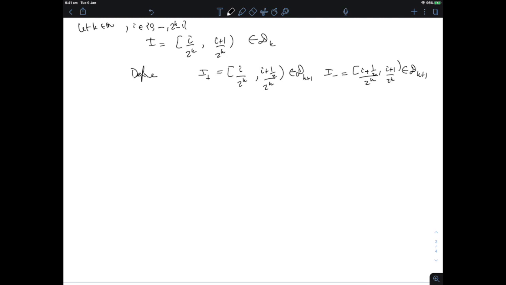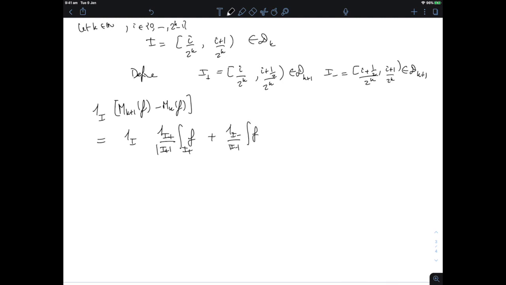Right, so I need to compute on this interval I the martingale difference m_{k+1}f minus m_k f. So what is this? Well, it's the indicator function of I. Okay, what is m_{k+1}f going to be like? Well, it's going to be the indicator function of I plus divided by the length of I plus, integrating f over I plus, and then the same thing over I minus. Right, that's it. The proposition we've seen before.